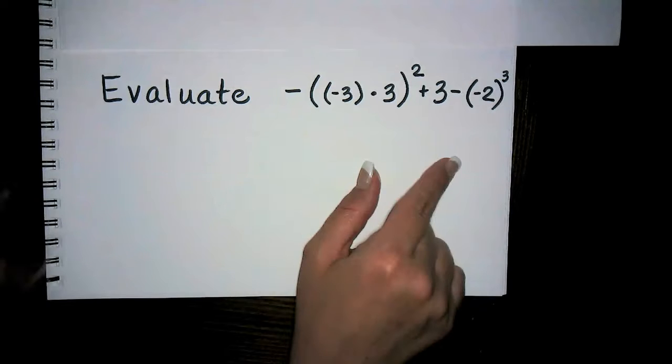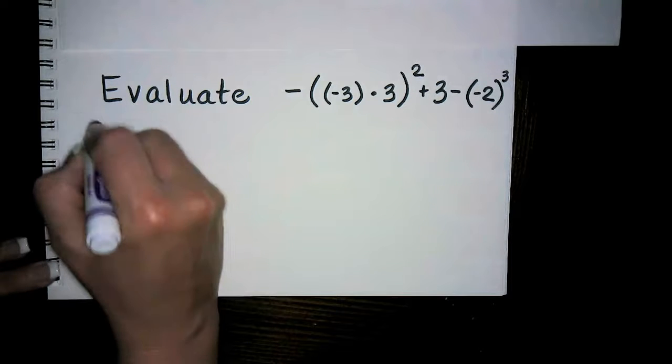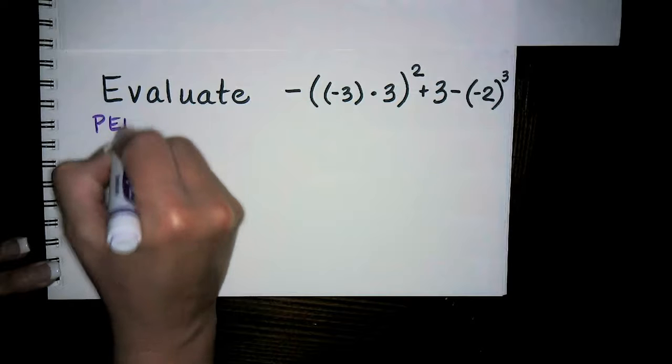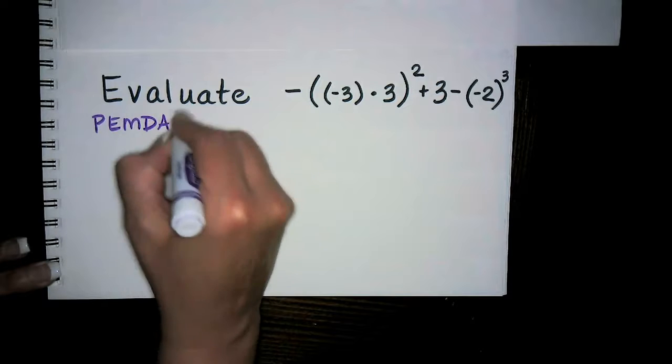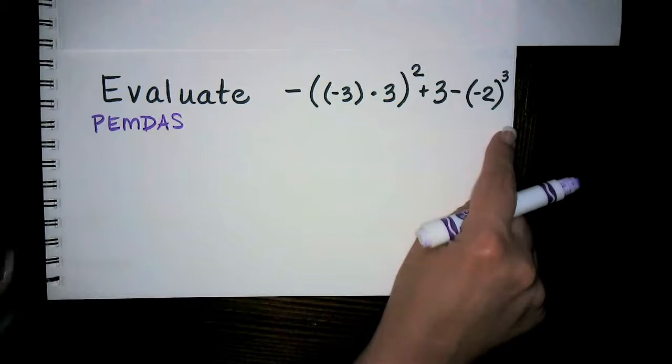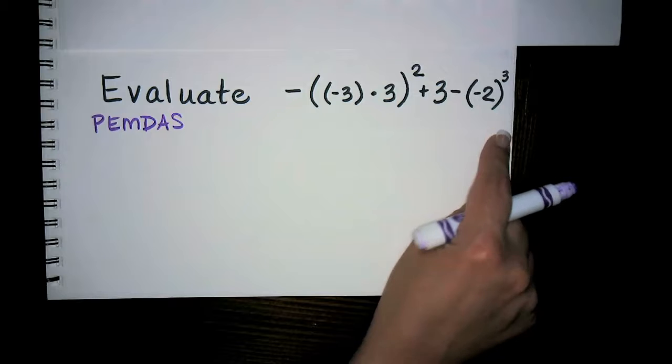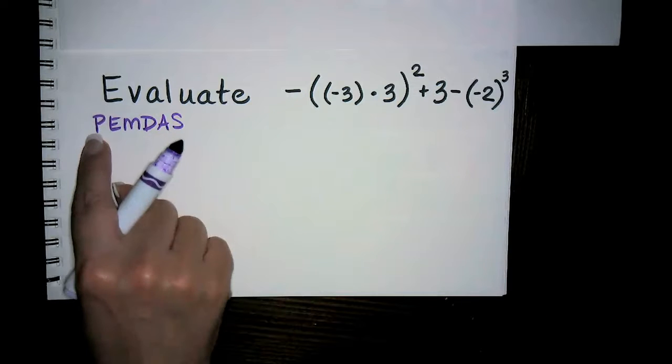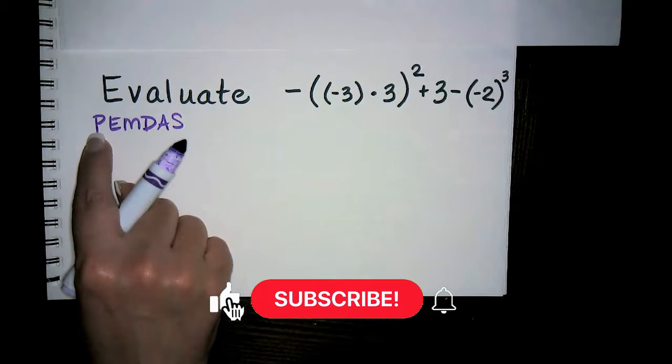In this video, we're going to use the order of operations to help us evaluate this expression. It kind of looks a little bit scary as I look at it, but we're going to just go slowly, one step at a time to hopefully help us. So we're going to start with the P, which is parentheses.